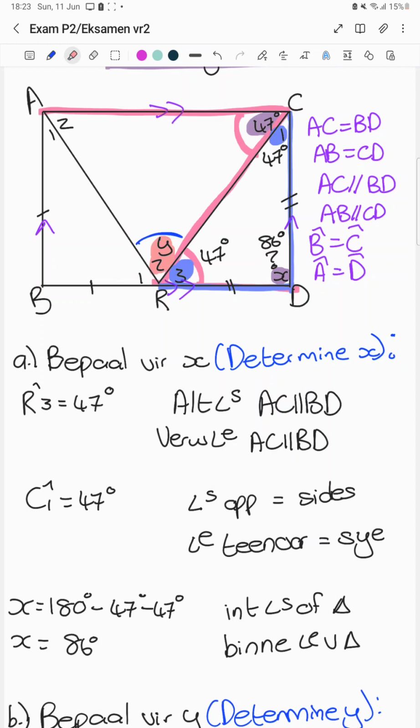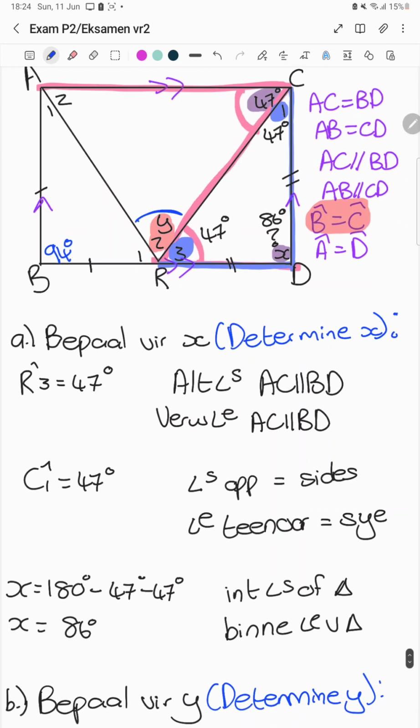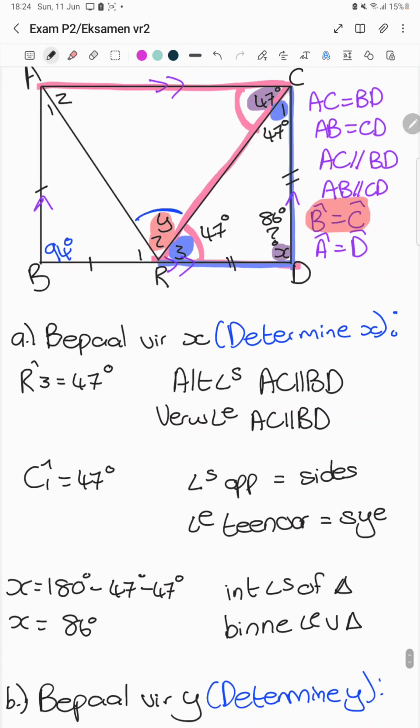Okay, so there's a few things you can do. However, the first thing I would do is make use of the information I said here, that angle B is equal to angle C. Because if I know that these two angles are the same, I know that B will also be equal to 47 plus 47, which is 94 degrees. So that's the first thing I would say.